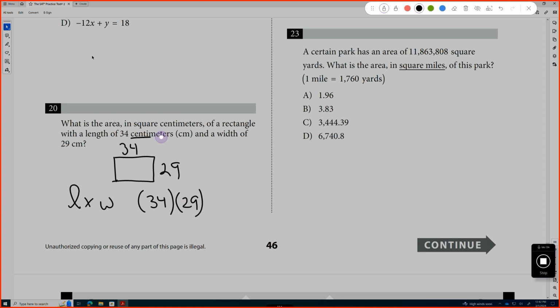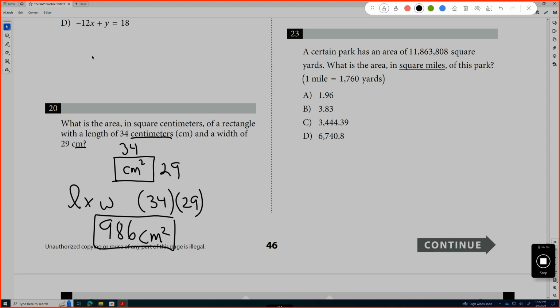We have centimeters, which is the same as cm, so the area is going to be in square centimeters. When we multiply 34 times 29, we get 986 square centimeters, and that's the answer. I think we have to see if we can go ahead and skip questions and save some for later and do these fast questions first. That way you have a long time or more time to do the questions that take a little more.